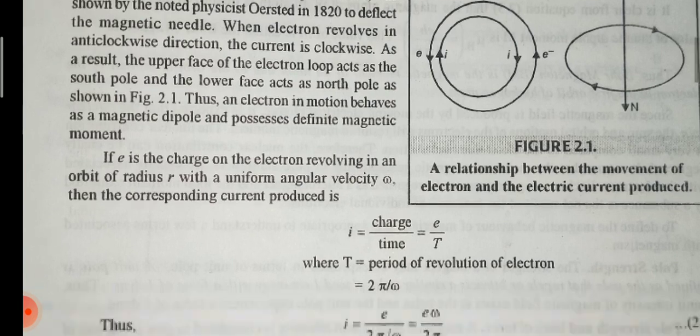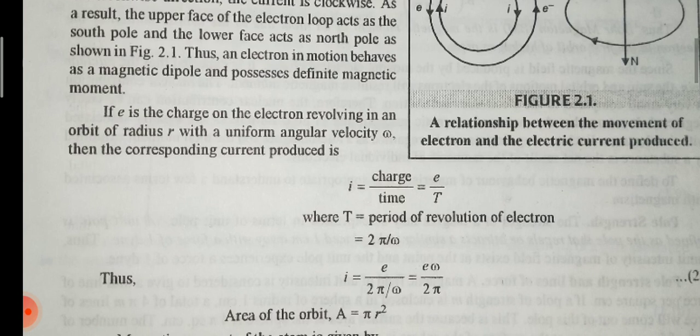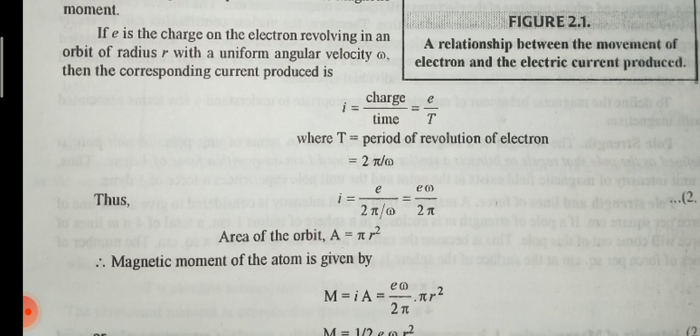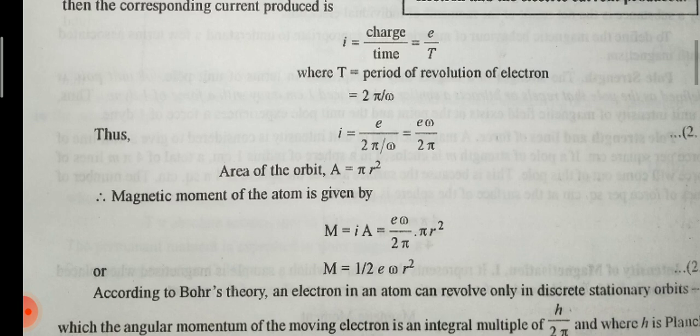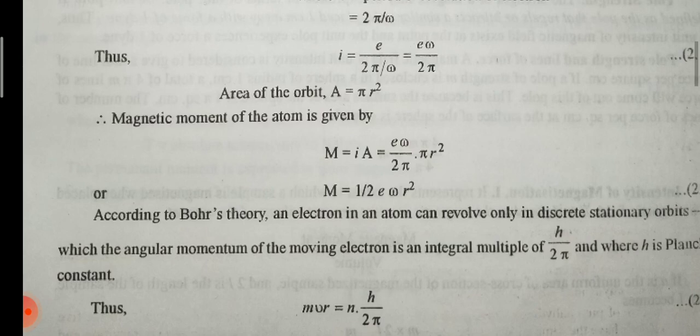If e is the charge on the electron revolving in an orbit of radius r with a uniform angular velocity omega, then the corresponding current produced is I = charge/time = e/T, where T is the period of revolution of the electron, T = 2π/ω. So I = e/(2π/ω) = eω/2π. The area of the orbit is πr². The magnetic moment of the atom is given by m = I·A = (eω/2π)·πr², so m = ½ eωr².